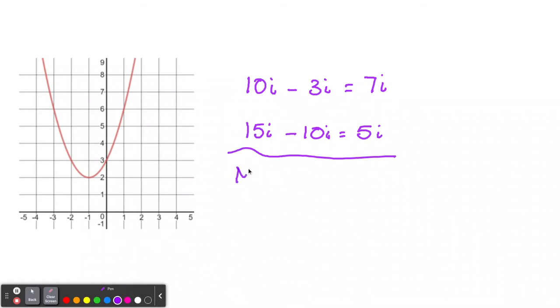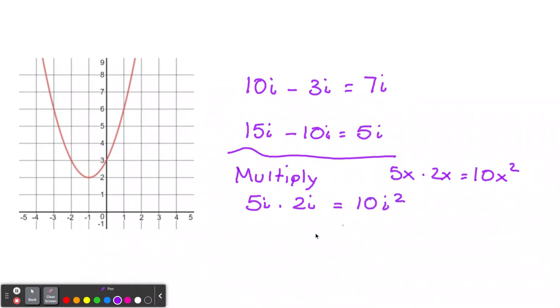What about multiplying now? If we want to multiply, let's say we had 5i times 2i. Well, remember, if we had 5x times 2x, this will give us 10x squared. 5i and 2i will give us something similar. It will be 10i squared. Now, it's important to know a little bit about i and i squared. So let me clear this out.